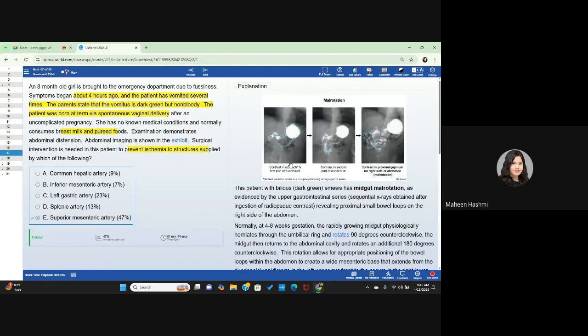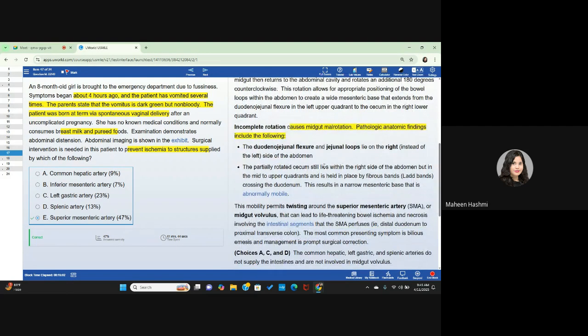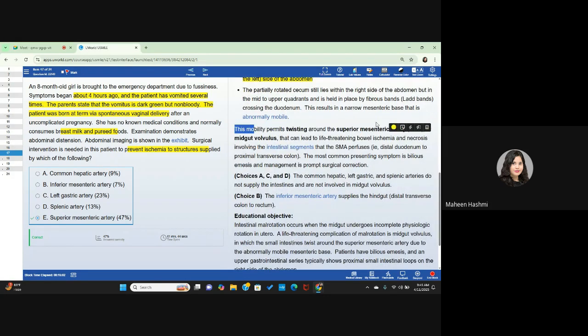All right. Again, they were talking about the malrotation. If you see the contrast in the stomach and the first part of the duodenum, and then you see it over here, you see that the gut is malrotated. So they're referring to a midgut malrotation. Incomplete rotation causes midgut malrotation. There are two important pathological points, but you don't have to memorize that. Just remember that the mobility permits twisting around the SMA, or the superior mesenteric artery, or the midgut volvulus.